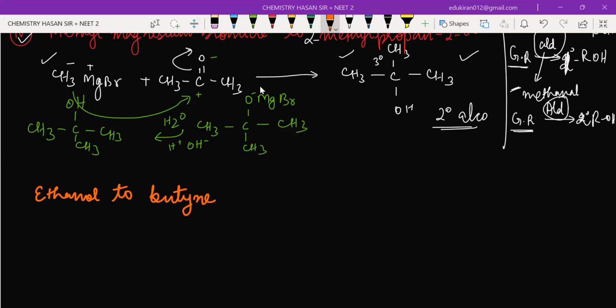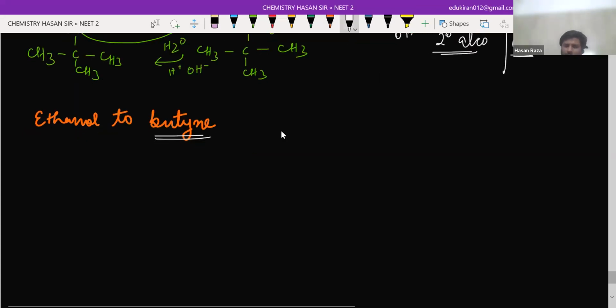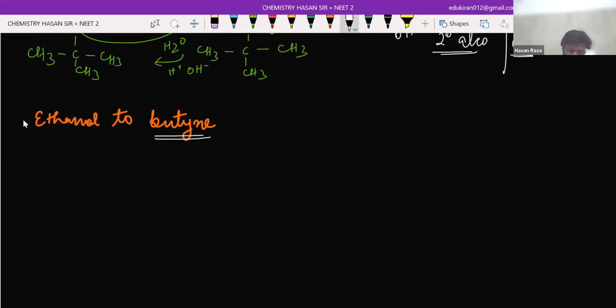Basically, when it comes to alkynes, you have studied this in class 11, alkyne hydrocarbons. So always remember how we prepare alkynes. This is very important. From here to here, what we are going to do? First, I'm going to treat this ethanol and convert it into a haloalkane. How can you do it? It's very simple. There are lots of processes to convert alcohol into alkyl halide.